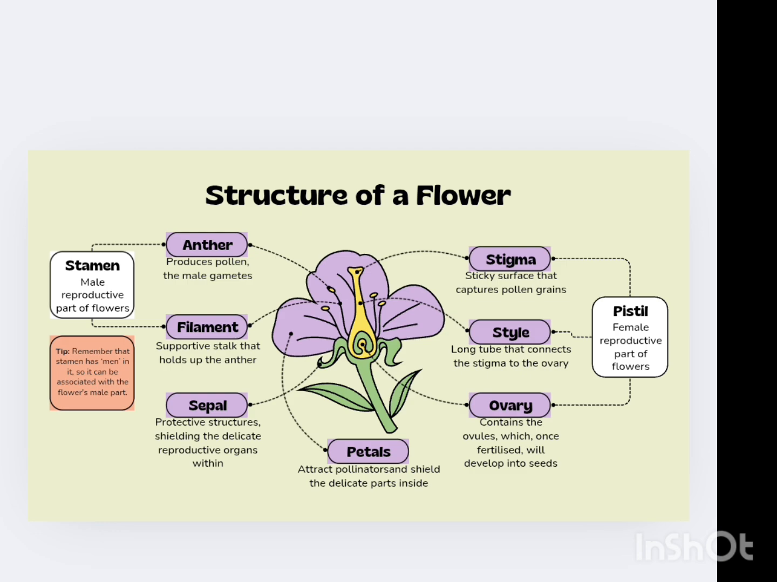Anther produces pollen grains, which are the male gametes, and here we can also see a structure known as the pistil, which is a single unit of the female reproductive part. It consists of three parts: stigma, style, and ovary. Stigma is a sticky surface that captures the pollen grains. Style is a long tube that connects the stigma to the ovary, which is just above the thalamus. Ovary contains the ovules, which once fertilized will develop into seeds.